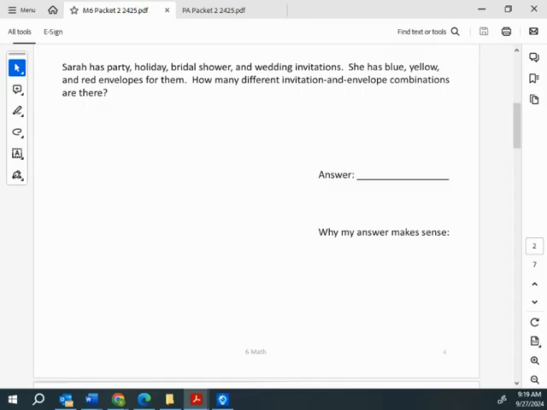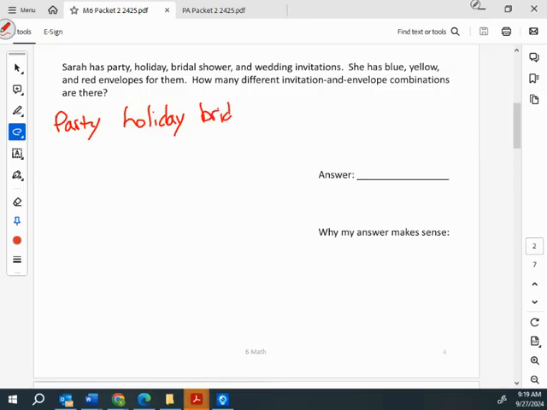All right, so she has blue, yellow, and red envelopes for all of these invitations. How many different invitation and envelope combinations are there? So, I would put up your party, holiday, bridal shower, and wedding. How many different colored envelopes go underneath the party?